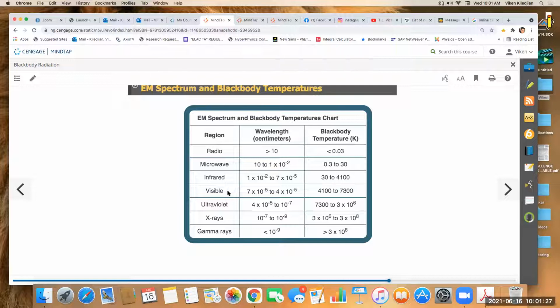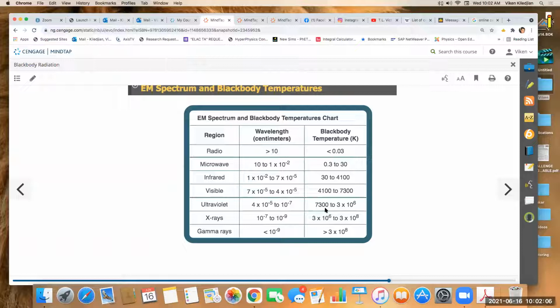Then visible. Objects from 4100 Kelvin to 7300 Kelvin will dominate in the visible spectrum. That doesn't mean they won't radiate infrared as well, so don't misunderstand that. Objects that are that hot will also radiate a bunch of infrared, some microwave, and a little bit of radio waves. They will also radiate some ultraviolet, some X-rays, and a little bit of gamma rays. But they will dominate in the visible spectrum.